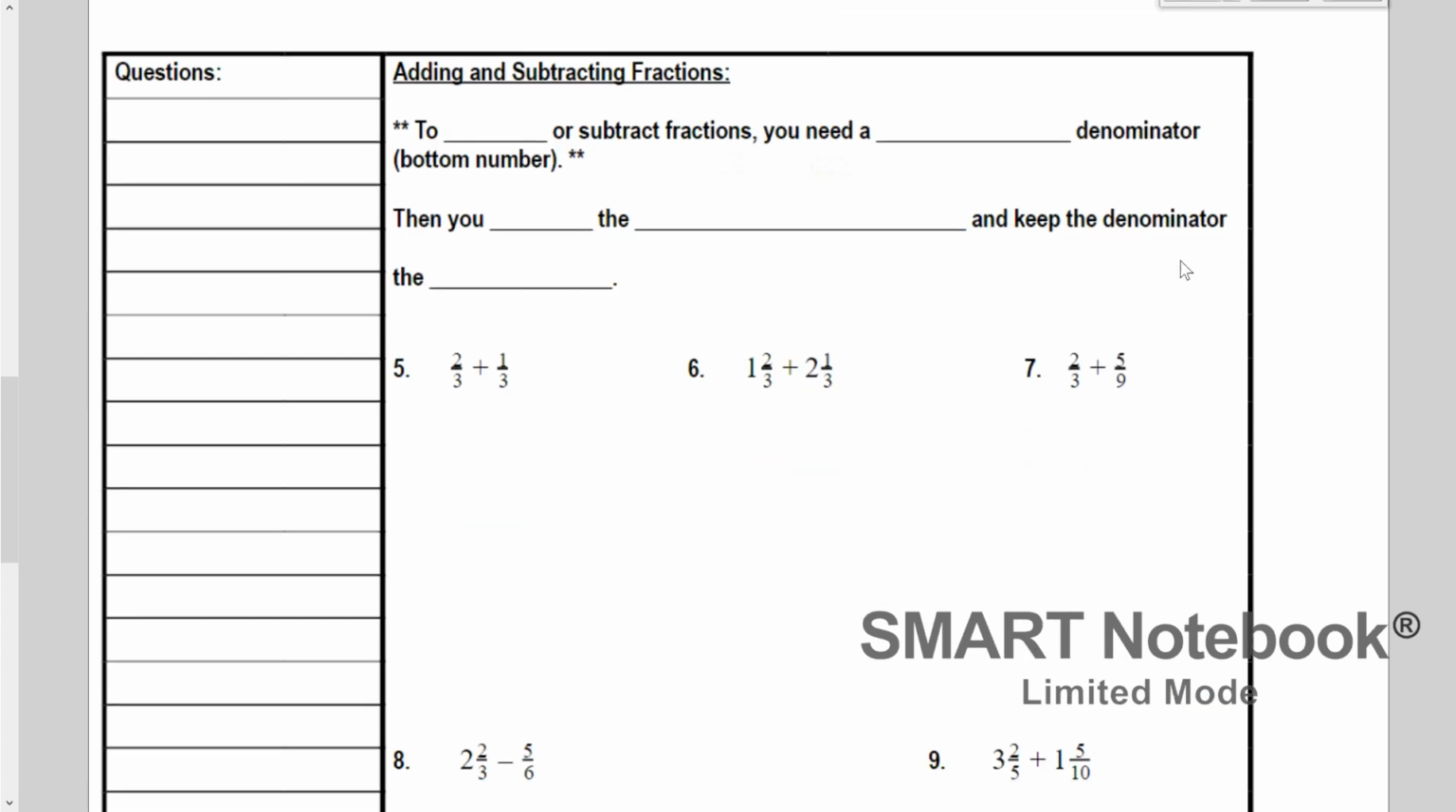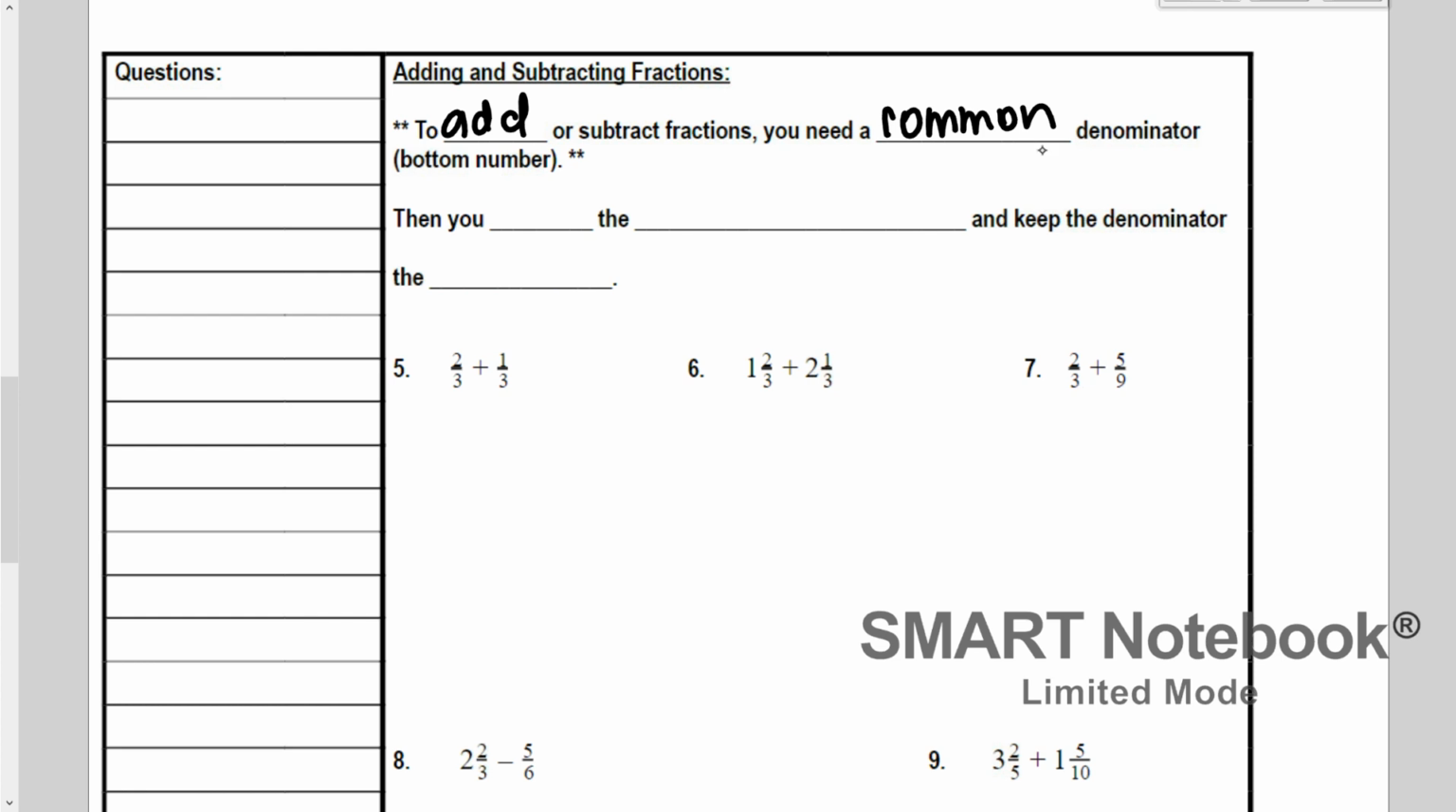All right, now let's review adding and subtracting fractions. To add or subtract fractions, let's remember we need that denominator to be the same number. So we call that a common denominator. They need to have the same number. For example, in number 5, we need them both to be 3s. In number 5, they already are. But let's look at number 7. In number 7, we don't have the same number, so we'd have to multiply it in order to get it to be the same number. And like I said, we'll do examples of that.